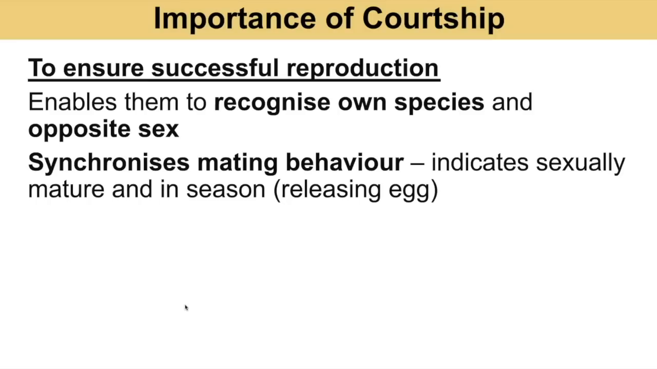The reason this is important is, as we said, to ensure successful reproduction. The way it does that is, first of all, because the behaviour is unique to every species, it allows them to recognise members of their own species and also the opposite sex. That is because to make fertile offspring, you'd need sperm and egg to fuse. It also synchronises mating behaviour. What this means is it makes sure that the male and the female are mating when they are sexually mature, so the female is releasing eggs and the male is able to produce and release sperm.